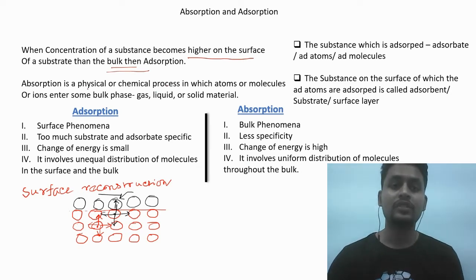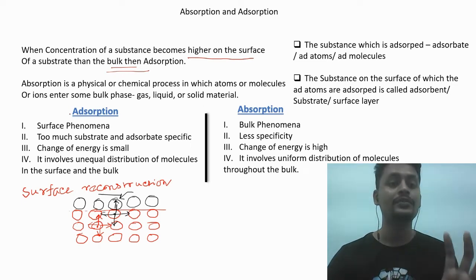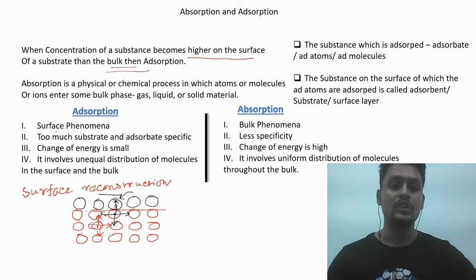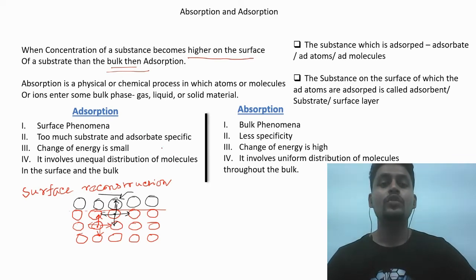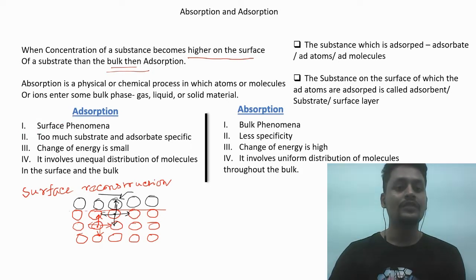So what is absorption? Absorption is a physical or chemical process in which atoms or molecules or ions can enter the bulk phase, like through every possible point some foreign atoms are coming. So this is called absorption. But adsorption is purely a surface phenomenon, so the concentration will be increased on the surface only. In absorption, the concentration will be uniform throughout the bulk. So that's what I have tried to give, some points differentiating between adsorption and absorption. What I have written: adsorption is a surface phenomenon, absorption is a bulk phenomenon.